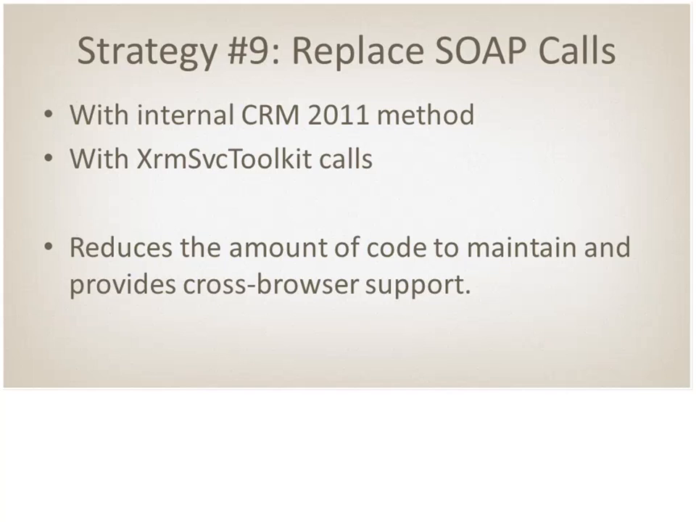Okay, strategy number 9 is to replace SOAP calls. Again, some of the SOAP calls that we used before we may not need anymore. Maybe they were doing something that we have an internal method to work with. Like I said, I used the XRM Service Toolkit for everything, and it's basically a wrapper for the SOAP endpoint and the REST endpoint. So depending if I'm doing a CRUD operation, it will be a REST call. If I'm doing anything else, it's going to be a SOAP call. So again, what I do is I take out all the XML that we used before, and I use a simple call to one of the methods included in the XRM Service Toolkit.